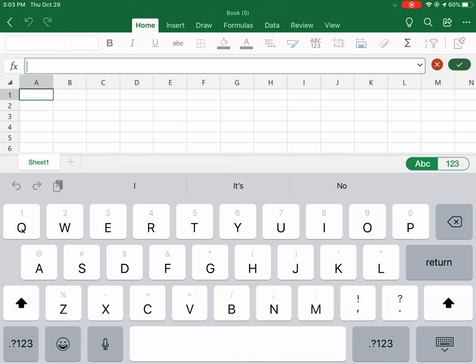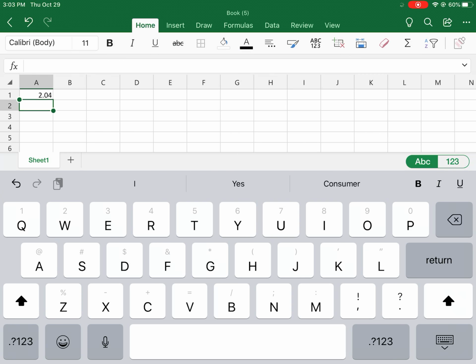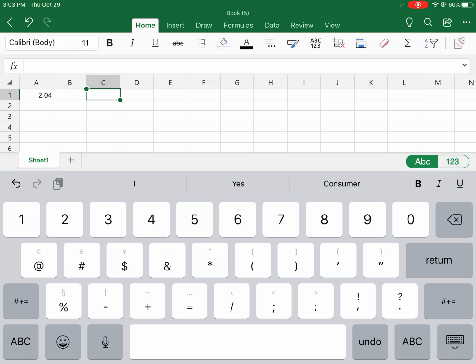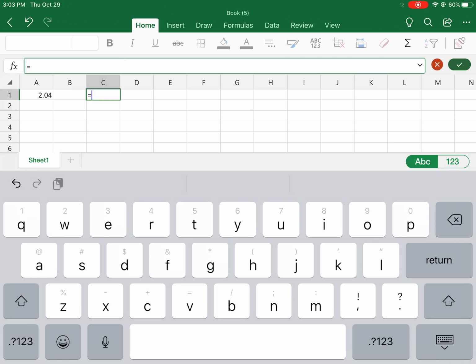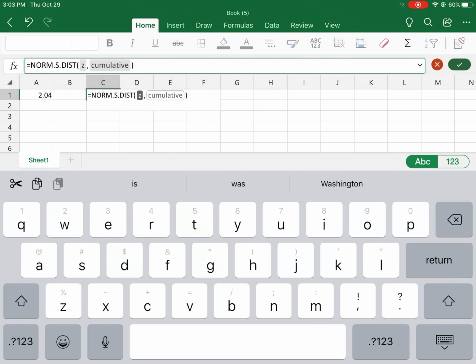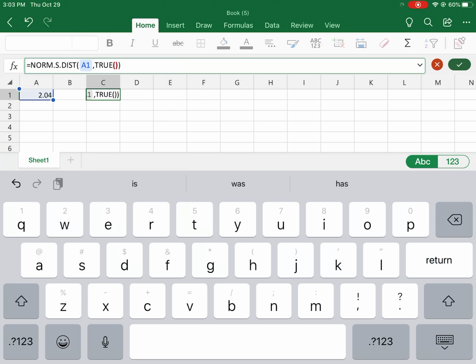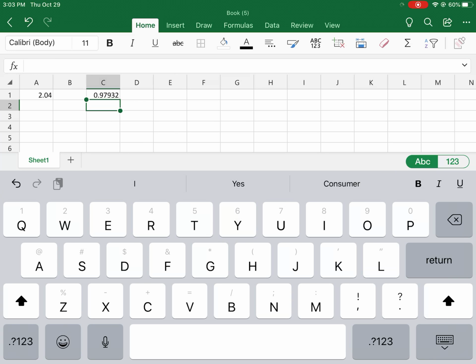One thing I'm going to do here is actually type in my score, because when you guys do your deliverable, these numbers are going to be in there. So 2.04. Now let's go ahead and use that equation. So it's equal, NORM.S.DIST. Then my z-score, that's right here. And then again, we're going to go ahead and put TRUE and hit enter.